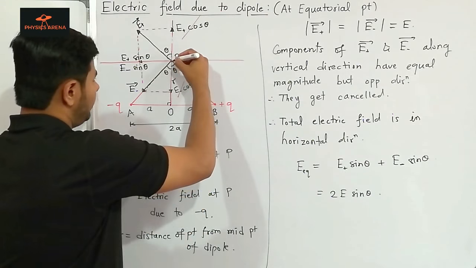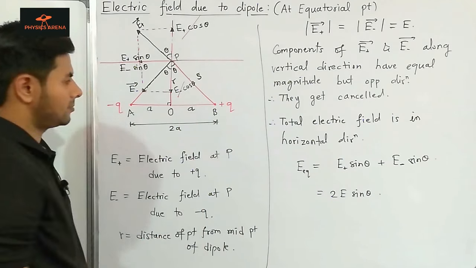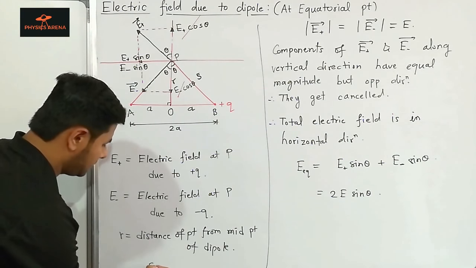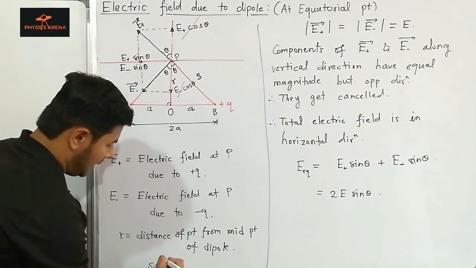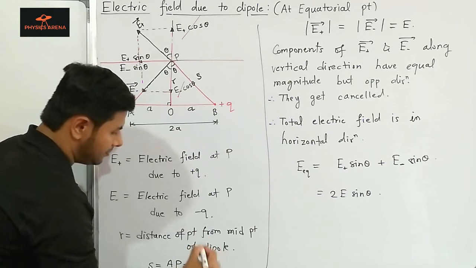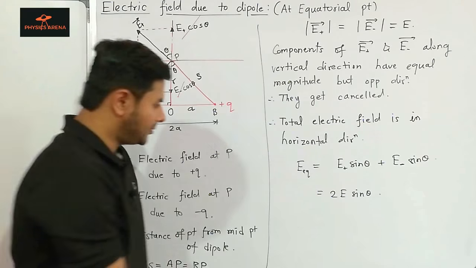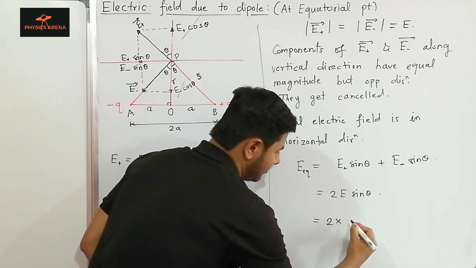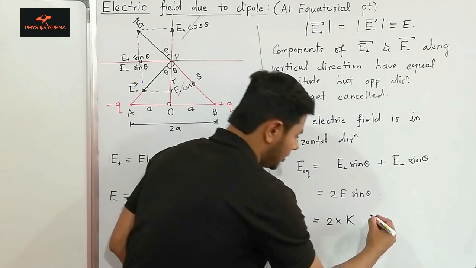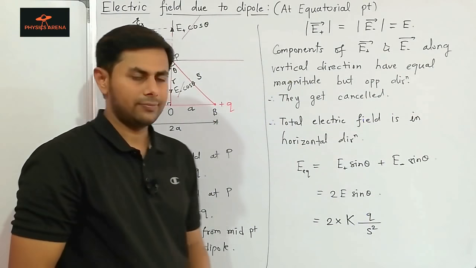So let me call this distance as S. Distance S is equal to AP, and it is also equal to distance BP. So I can write the electric field now. It is equal to 2 times K, the constant, which is 1 over 4 pi epsilon naught, into Q over S square.